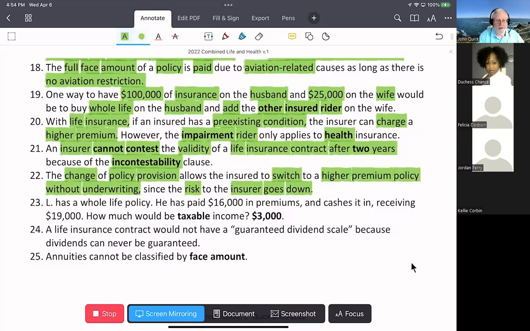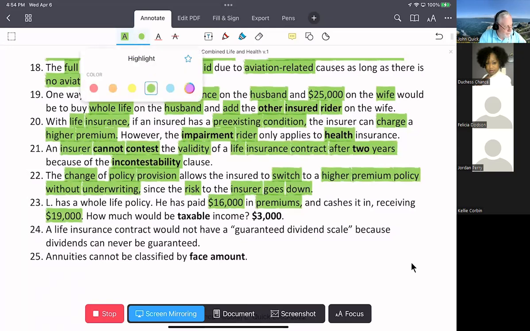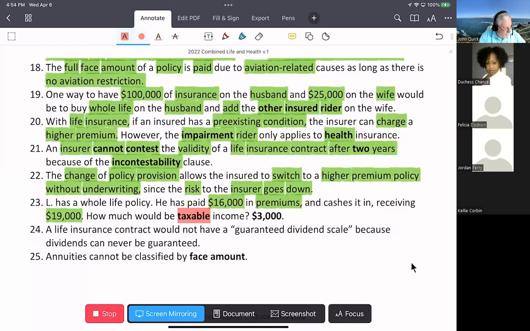L has a whole life policy. He's paid $16,000 in premiums and cashes it in, getting $19,000. Ooh, how much would be taxable income? $3,000. Everything over his cost basis. Now, a life insurance policy might have a whole bunch of things. We would not have a guaranteed dividend scale. Because why? Because dividends can never be guaranteed.